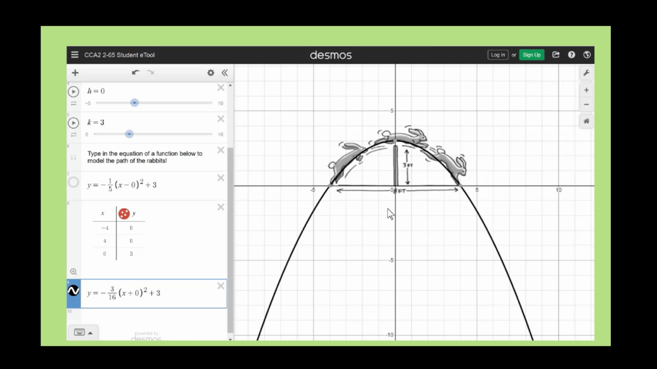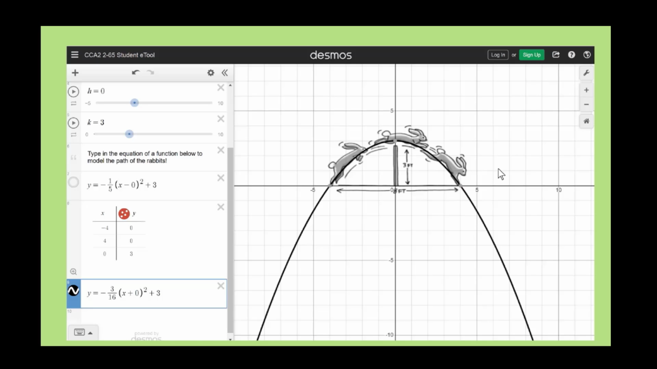What is the domain and range for this one? Hopefully you are realizing that the domain for all quadratics is all real numbers, so from negative infinity to positive infinity. The range on this one is from negative infinity up to positive 3 because that's the maximum of our parabola. If you were also looking for what the axis of symmetry here is, it would be at the y-axis, so it'd be x equals 0. So hopefully that helps. This is all 2-65.